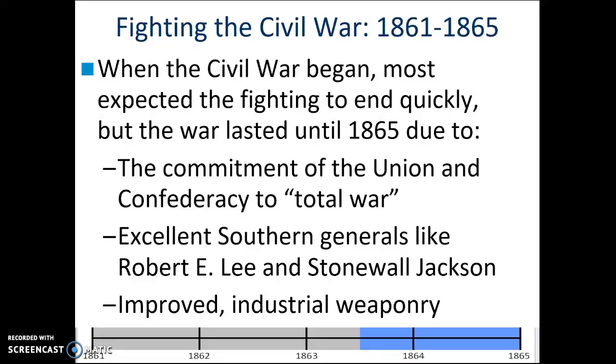So you'll have factories that previously made t-shirts or pants or whatever now making military uniforms. You'll see factories that were creating goods that you would use at home now making bullets, or making weapons that can be used for that war. Also, why is this war taking so long? Well, once again, just to hit on it, excellent Southern generals, the ability to lead their men however they need to, and also because of the improved industrial weaponry.